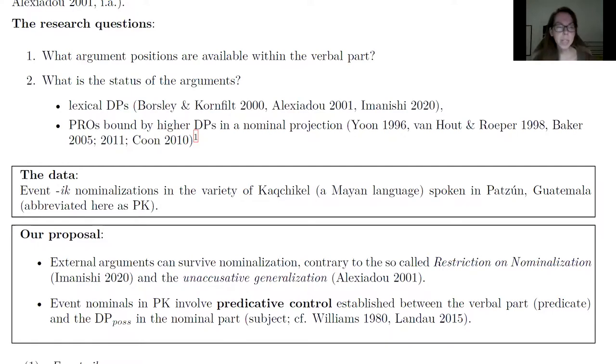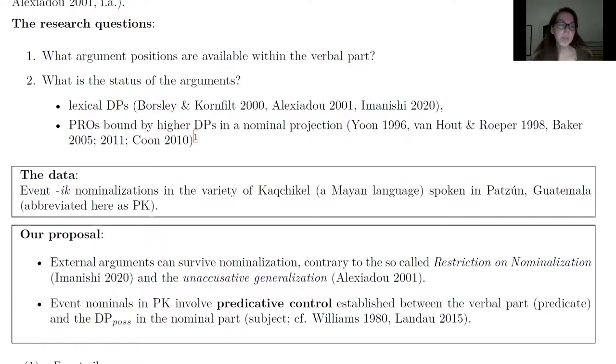When it comes to Mayan languages in particular, both approaches have been adopted by different people, but there has been no sufficient support for either one of them. To the best of my knowledge, there is just one work by Mark Baker, where he provides some sufficient support for a pro analysis for English gerunds, for instance. And usually people just pick up one of these approaches and go with it.